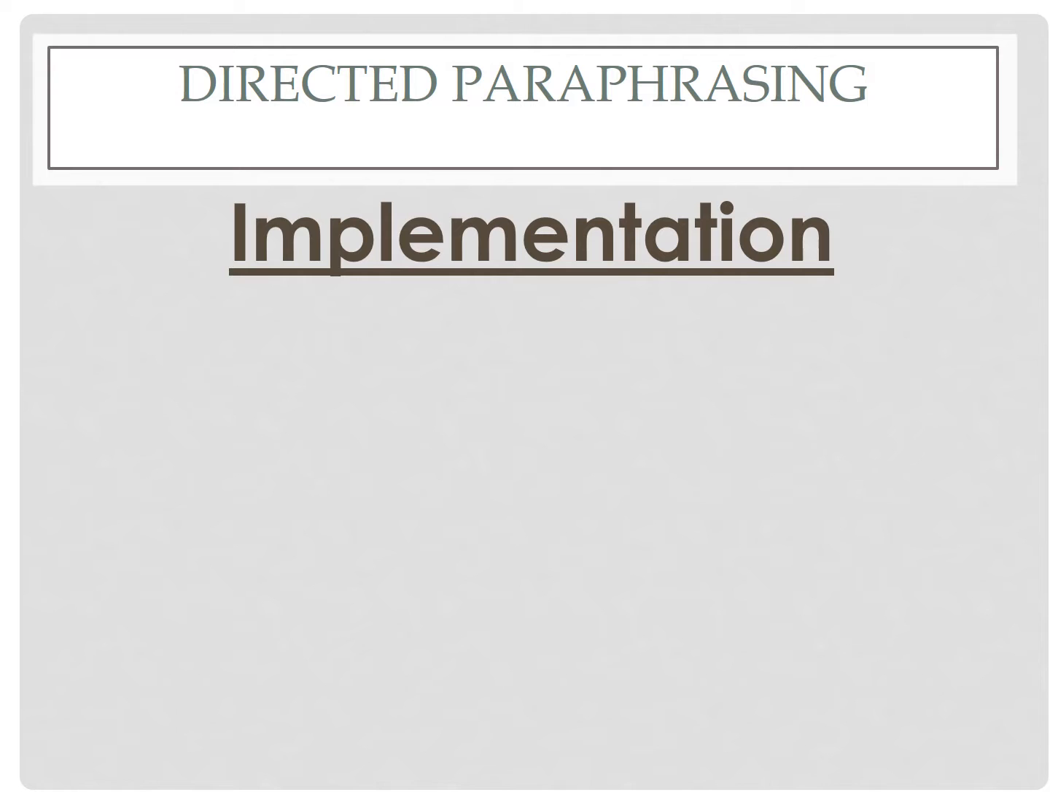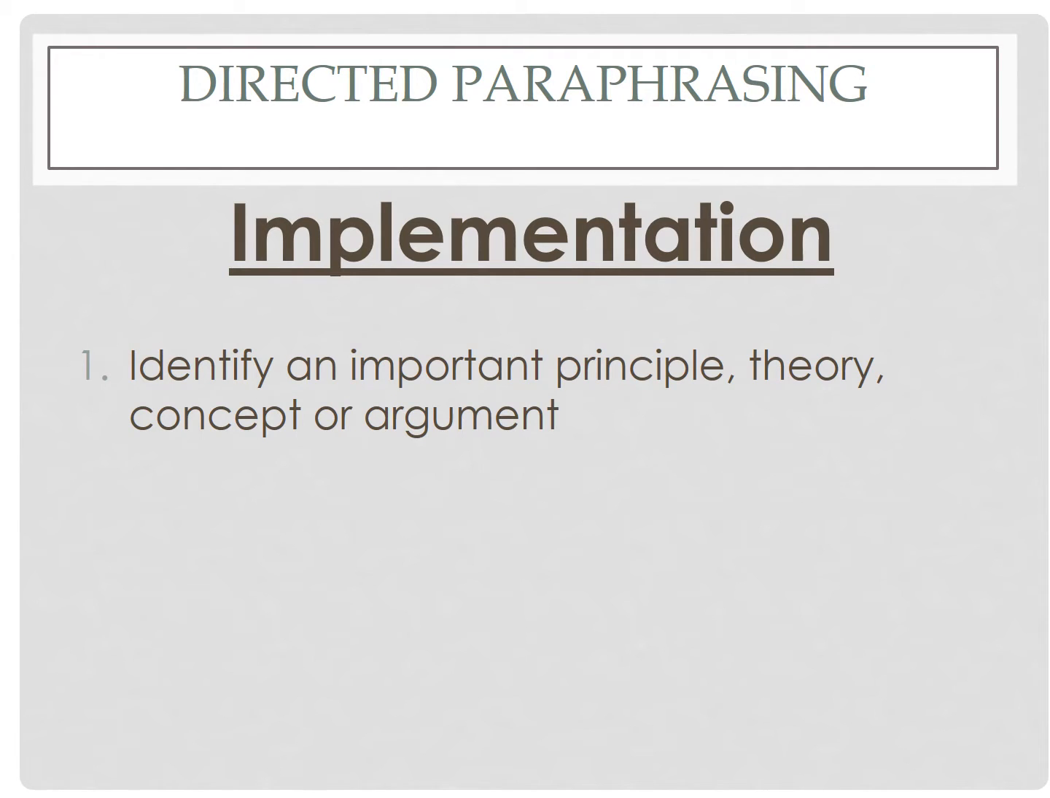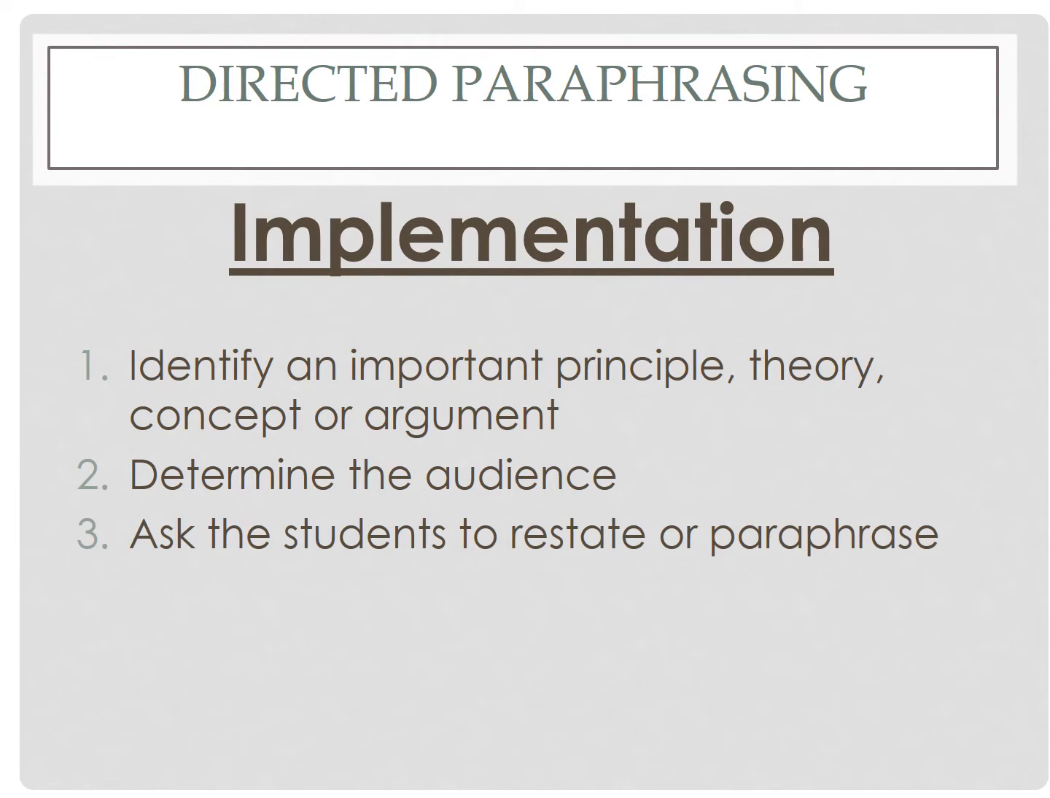How do you implement? First, identify an important principle, theory, concept, or argument that students have studied, preferably one that has implications outside of the classroom. Second, determine an appropriate, realistic, and challenging audience for the students to craft their translations. And then ask the students to restate or paraphrase in their own words what they understood the principle to be.